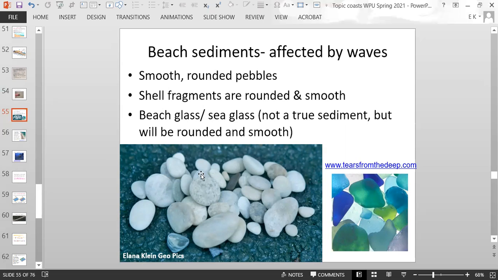So what you end up with is very, very smooth, rounded pebbles. And the seashells are also going to undergo abrasion and be smooth and rounded. So this is a seashell down here. Okay, and this in here is a piece of beach glass. Beach glass is just broken glass that gets caught up in the waves, and then it acts like a sediment as well, so it becomes rounded and smooth. So here's beach glass.